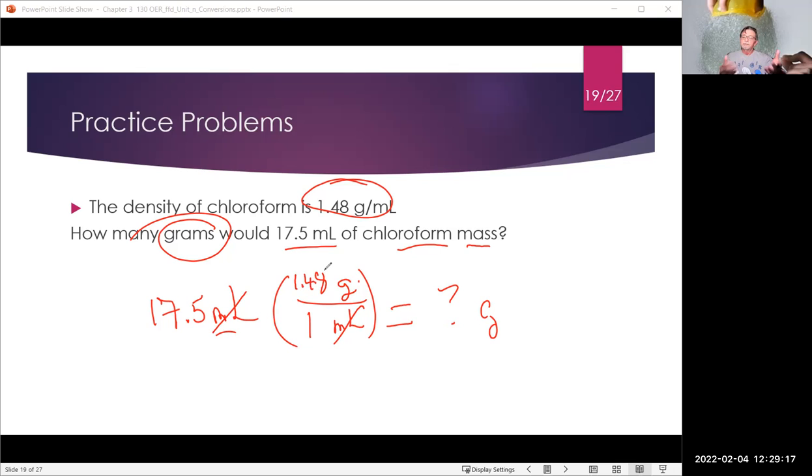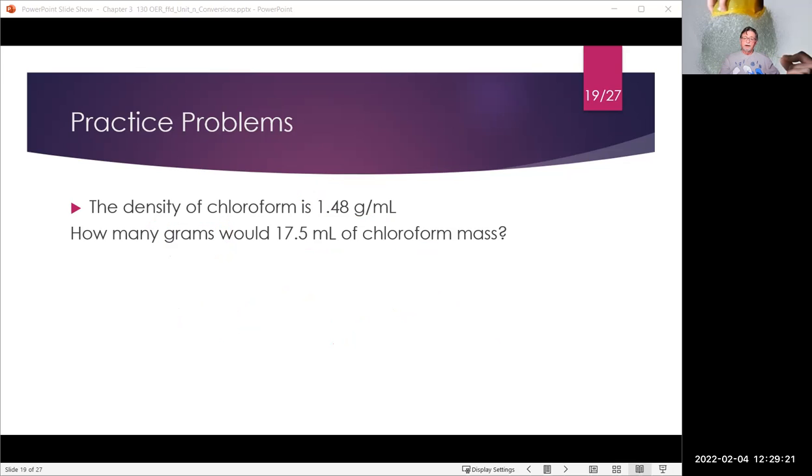Now it's a matter of plugging that number into your calculator and getting the answer, keeping track of your sig figs. In both cases, the density is a measurement. The volume given is a measurement, so both could be factors in the final sig figs. Fortunately, they both have 3 sig figs, so the answer should have no more than 3 sig figs. Okay, so 25.9 grams.